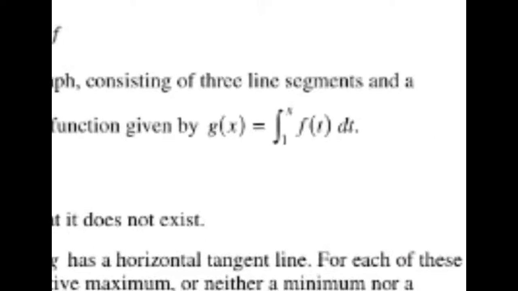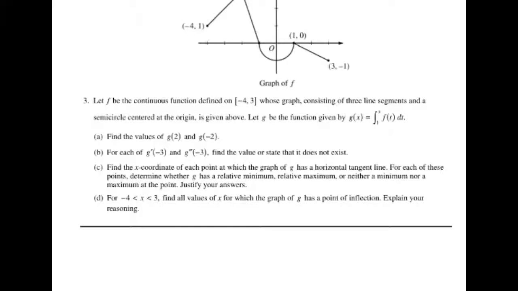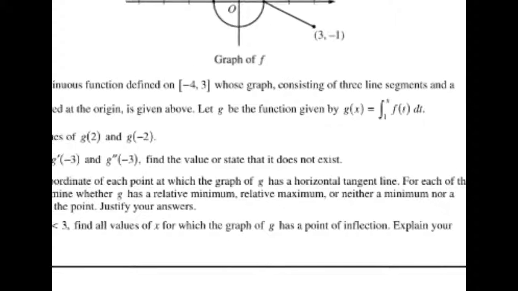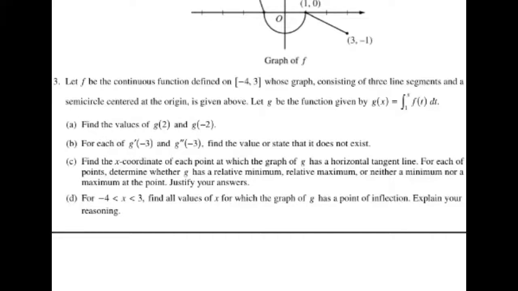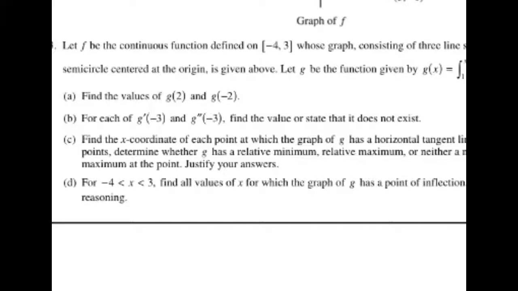Let g be the function given. Ooh, an integral. This is my hint that I'm going to use the fundamental theorem of calculus. If I ever have an integral set up perfectly for the fundamental theorem of calculus, I'm probably going to use it. So, let g be the function given by the integral from 1 to x of f of t dt. Find the values of g of 2 and g of -2.